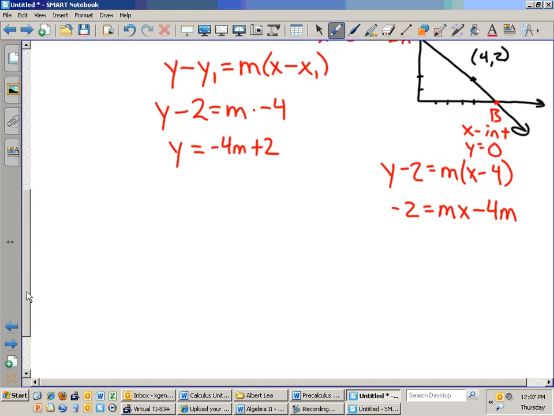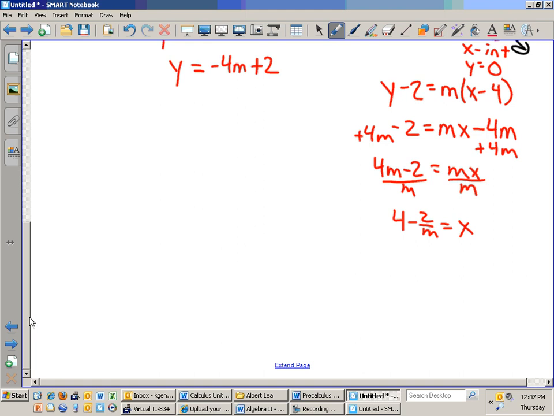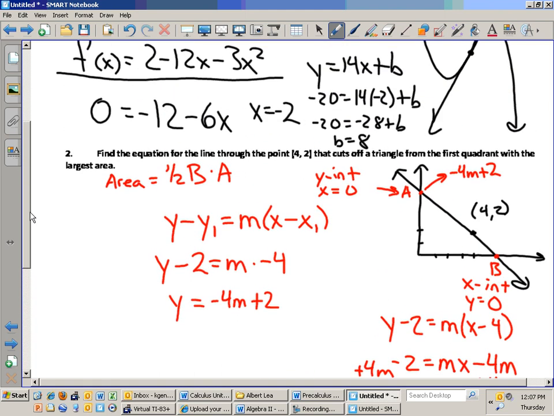What do I want to solve for? x, because that represents my x-intercept, so I should add 4m to both sides. I get 4m minus 2 is equal to mx. Divide by m, and I get 4 minus 2 over m is equal to x. I'm going to choose to write it like that. 4 minus 2 over m. Yes? Okay, so 4 minus 2 over m is x.